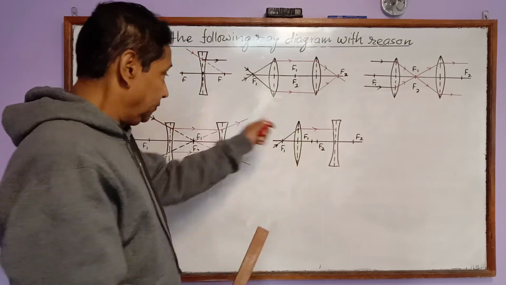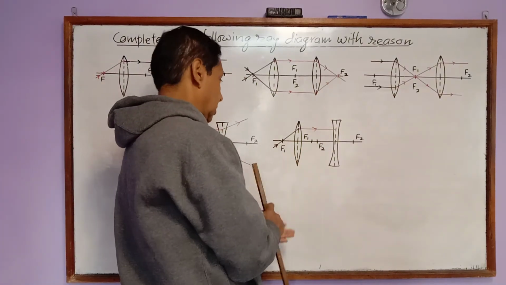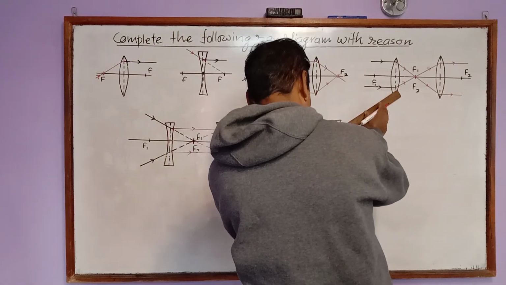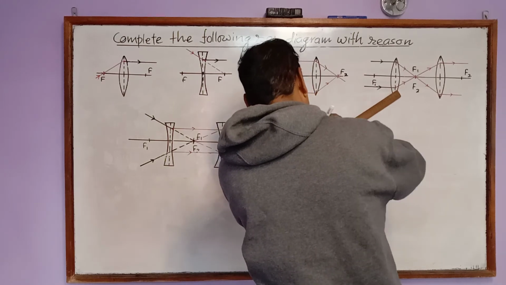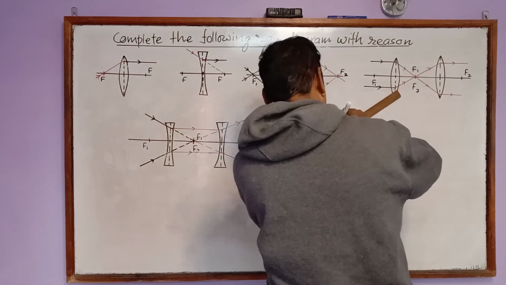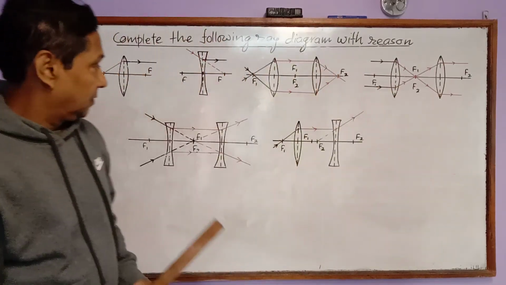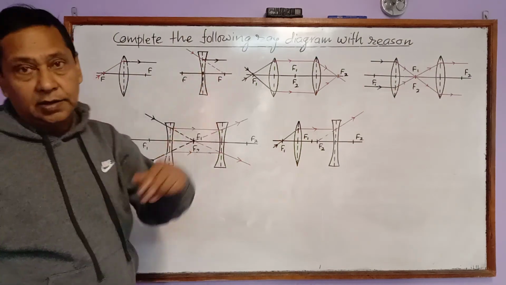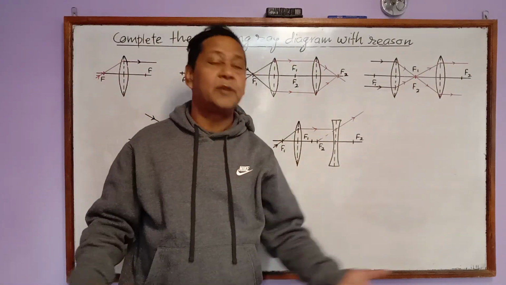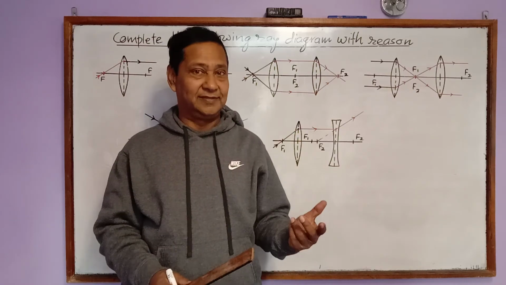That's why a ray of light coming parallel to the concave lens appears to be coming from the focus after refraction. That's why we have to pass it this way. This right ray goes this way. It appears to be coming from the focus. Okay, this is the solution of all the diagrams. That's why if any of these or similar ones come in an examination or any place, you can draw the ray diagram with reason. This much for today.